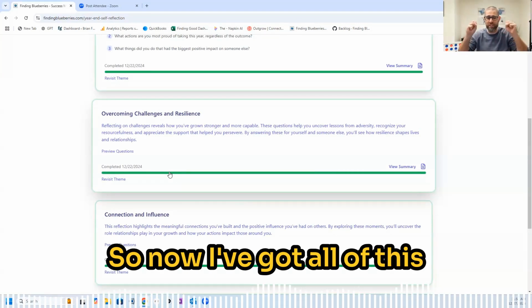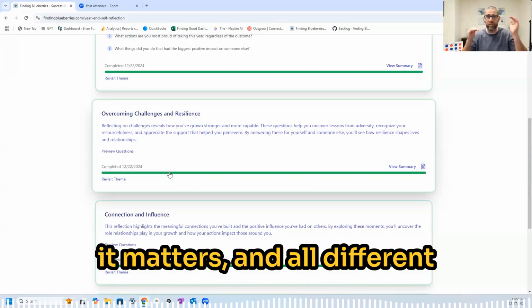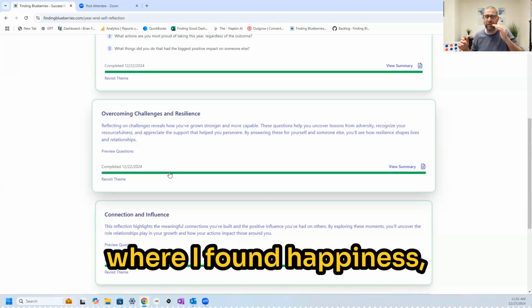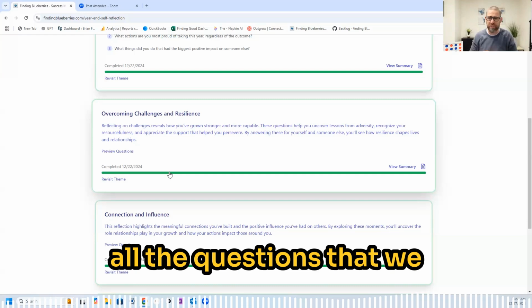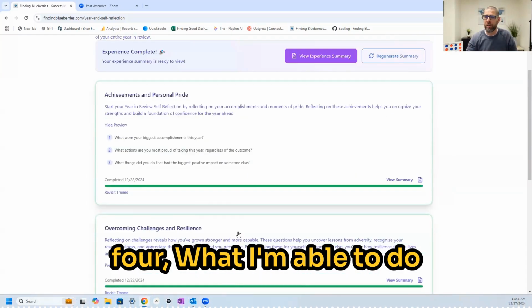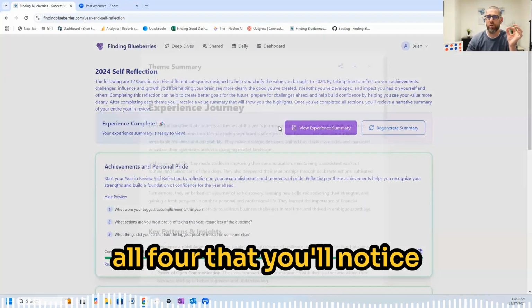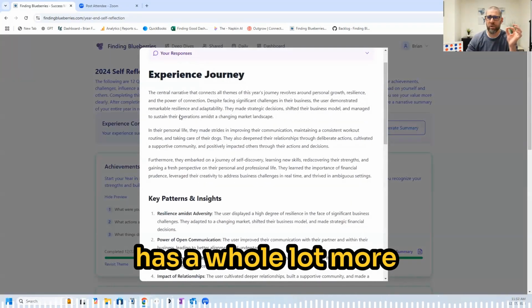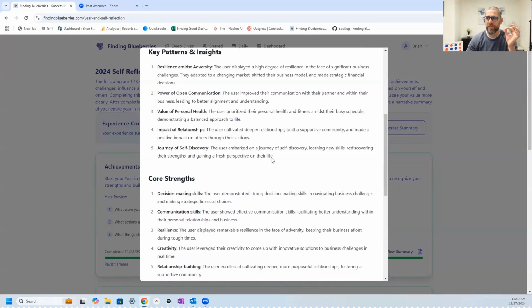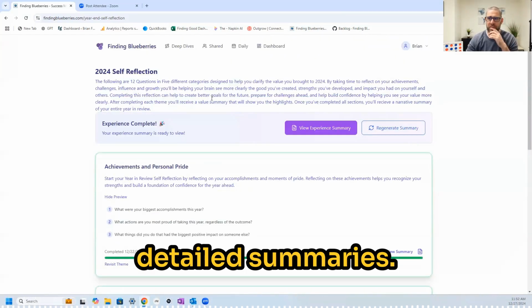So now I've got all of this data about what I've done well, how I've done it, why it matters, and all different angles of looking at that, where I found confidence, where I found happiness, how I got over challenges, all the questions that we designed in Finding Good. And once I've done all 4, what I'm able to do is create a summary of all 4 that you'll notice has a whole lot more detail than the others. And so now we have multiple summaries and we have detailed summaries.